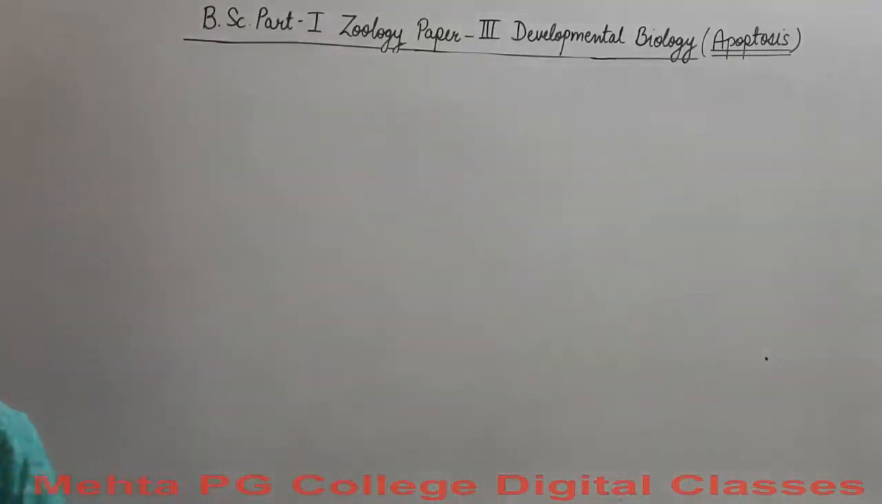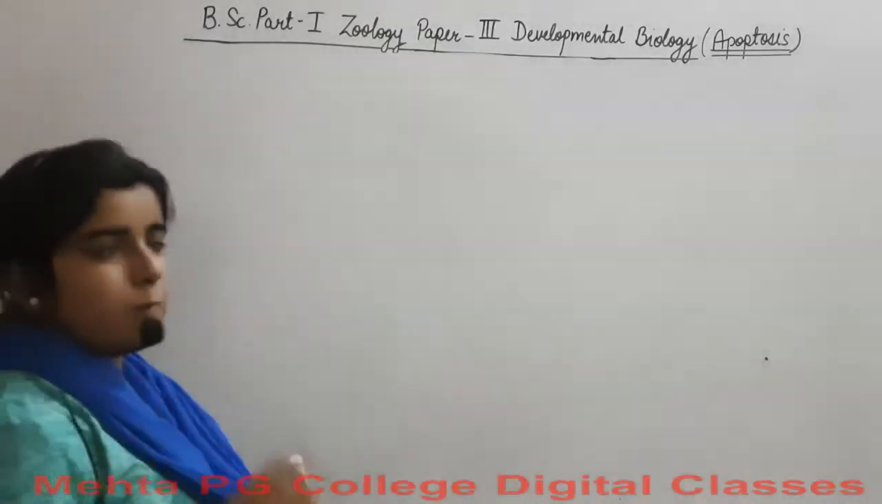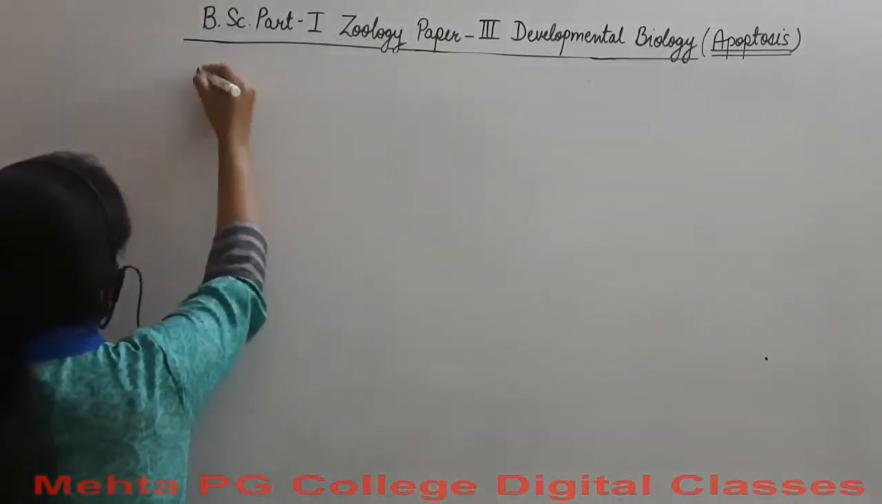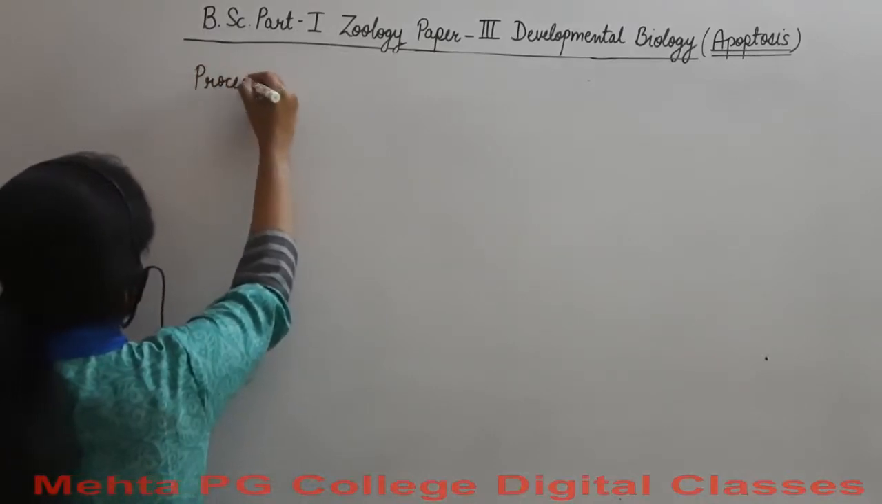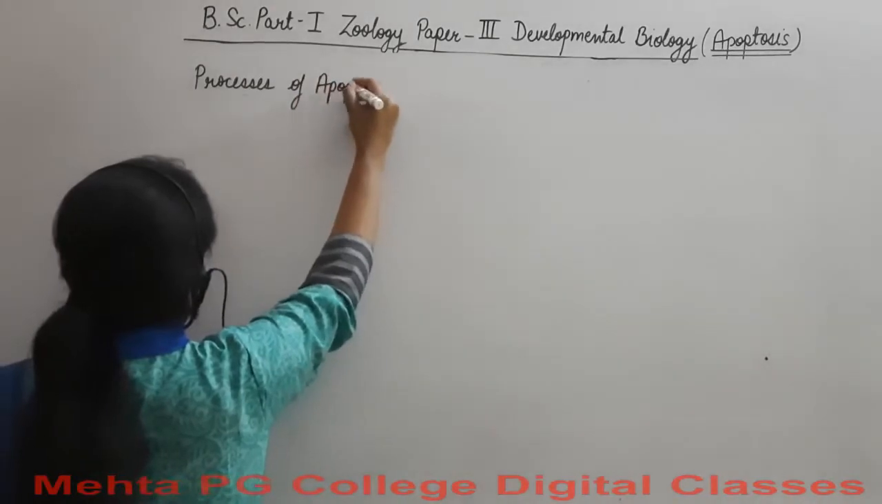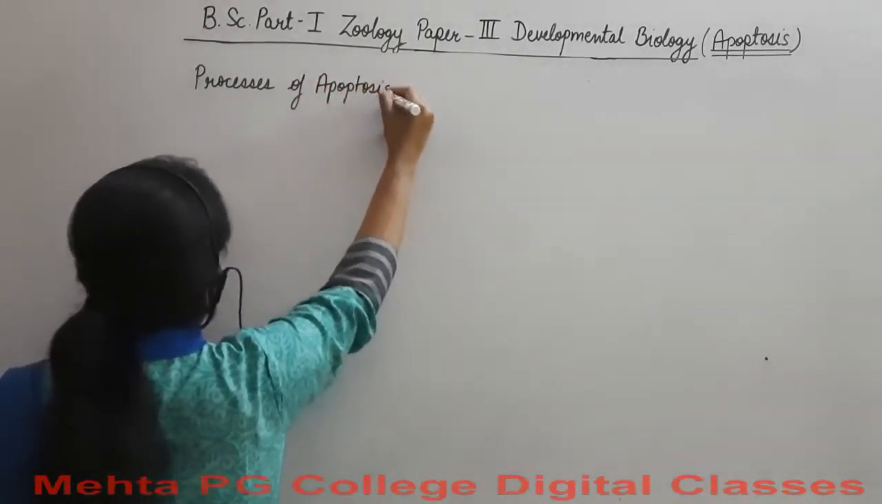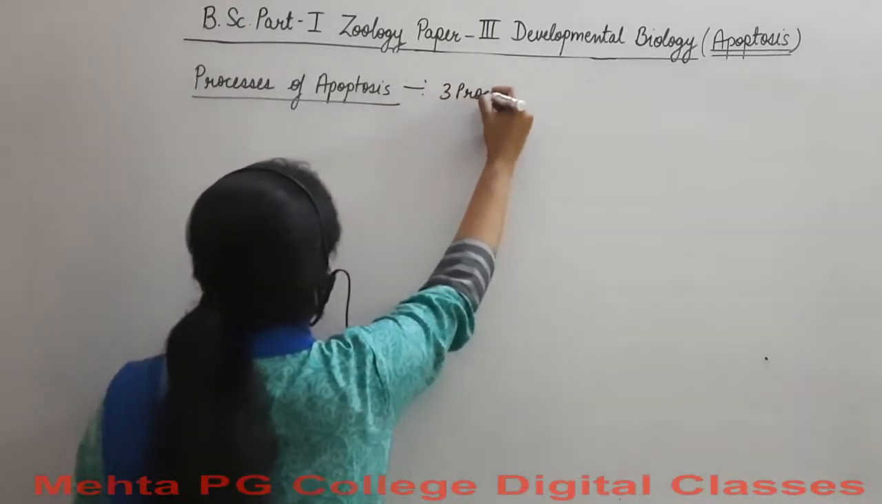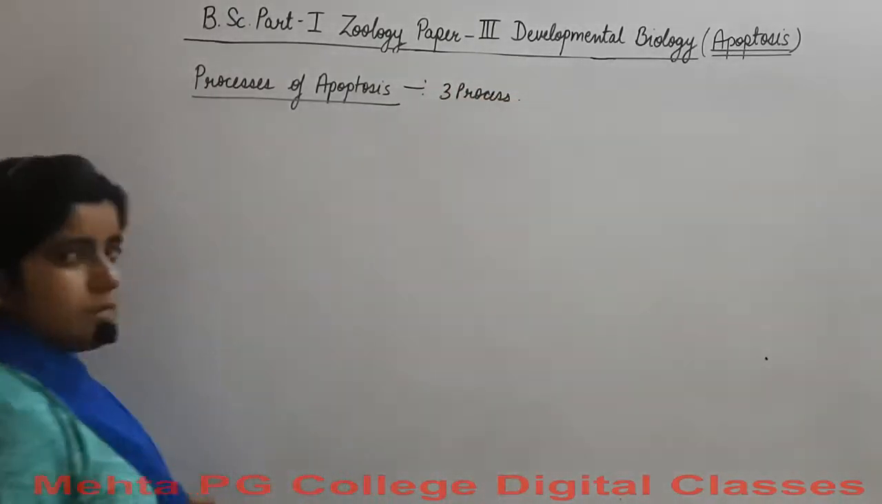Now, when we talk about apoptosis, it involves three processes, right? So we can say processes of apoptosis. There are three processes of apoptosis.